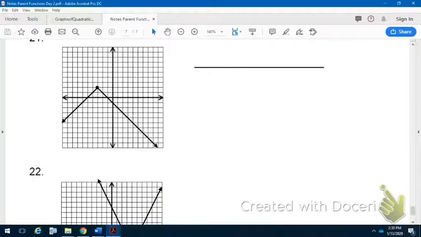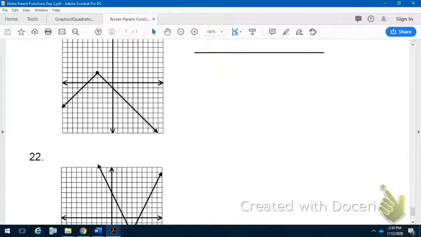Okay. This is a V shape, so it's an absolute value. And it opens down. We shifted left 3 and up 2. And it looks like there's no stretch. So we have y equals negative, absolute value marks, x plus 3, plus 2.